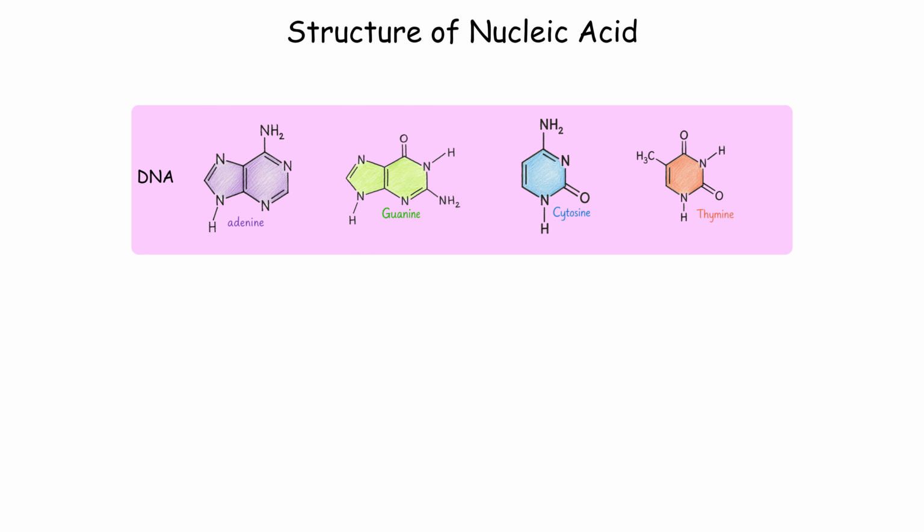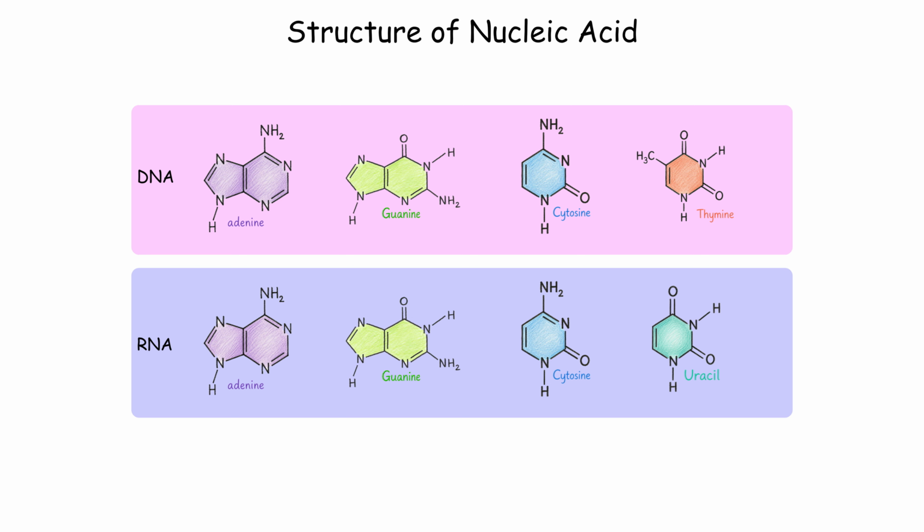DNA contains adenine, guanine, cytosine, and thymine. RNA contains adenine, guanine, cytosine, and uracil. So the easy difference to remember is this: DNA uses thymine, while RNA uses uracil.